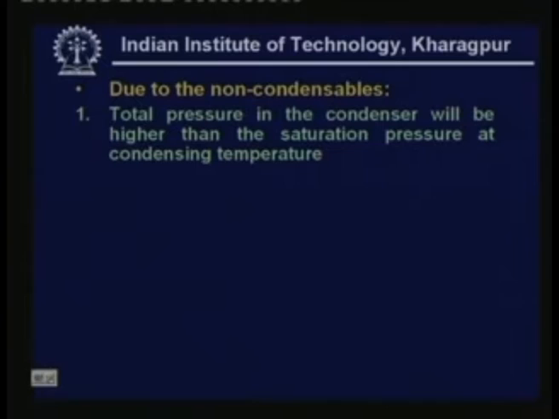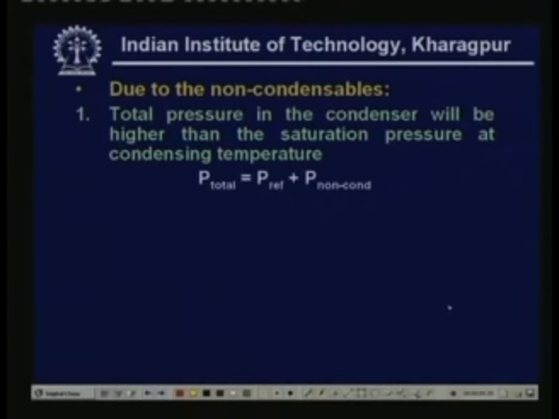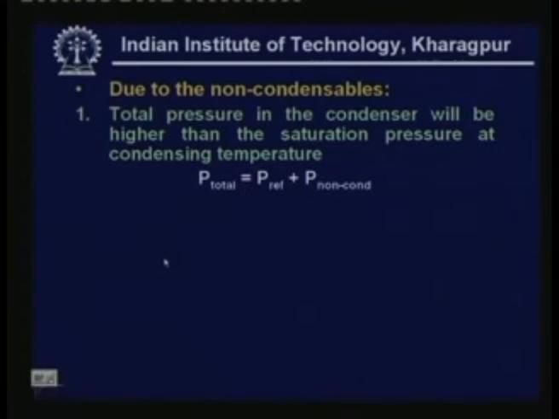The first effect is that the total pressure in the condenser will be higher than the saturation pressure at condensing temperature. That means the total pressure is equal to P saturated at the condensing temperature, that is P ref, plus P non-condense. That means here in this expression, this is the total pressure and this is the partial pressure of the refrigerant and this is the partial pressure of the non-condensable gases. So you find that the total pressure increases. Total pressure increases means the discharge pressure of the compressor has to increase.